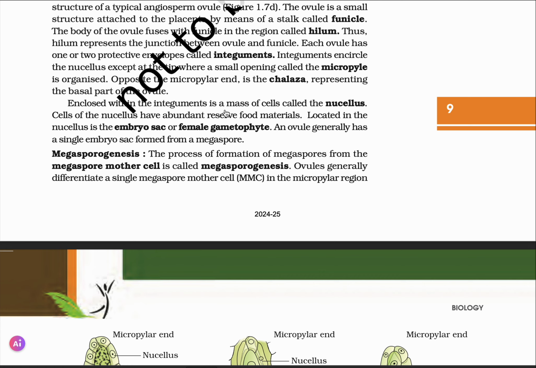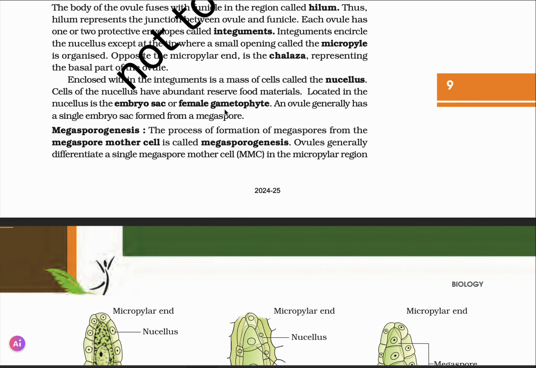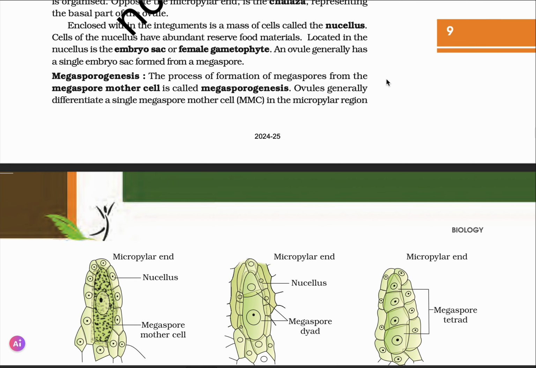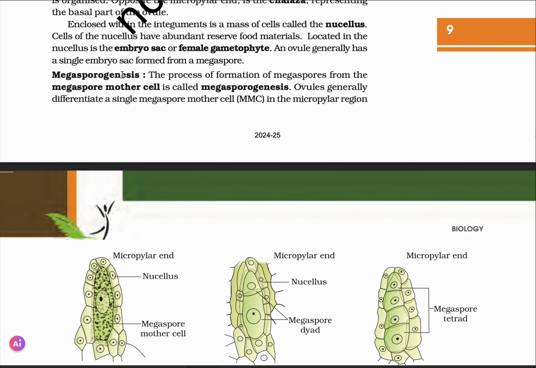So inside the integument is the nucellus, and the cells of the nucellus have abundant food reserves. And located in the nucellus is the embryo sac or the female gametophyte. You need to remember over here that the embryo sac is called the female gametophyte, and pollen grains are called the male gametophyte. An ovule generally has a single embryo sac formed from a megaspore.